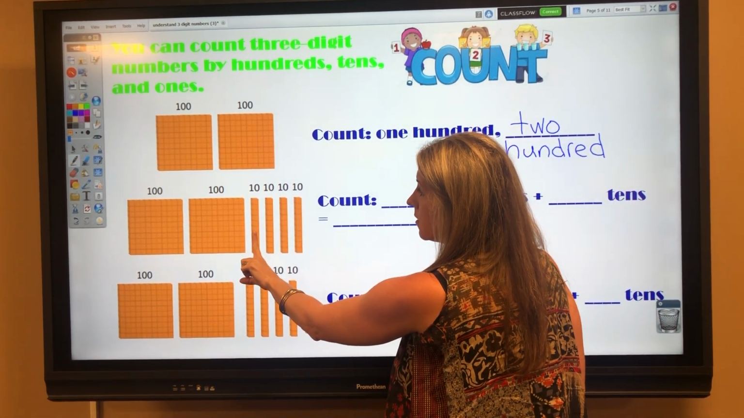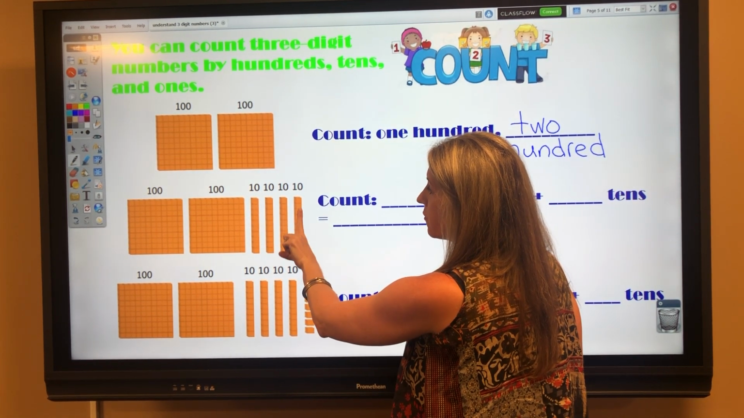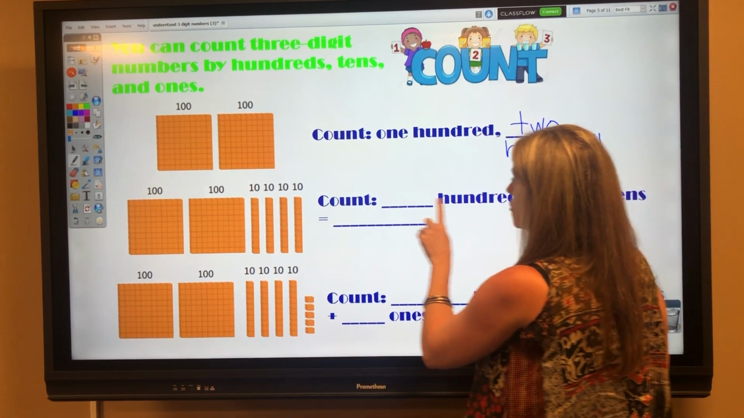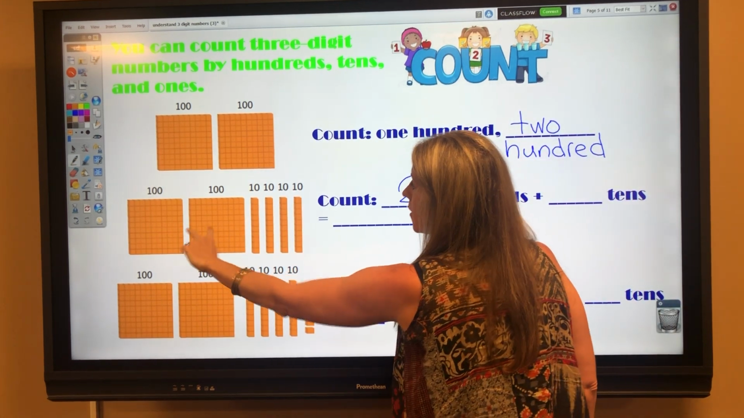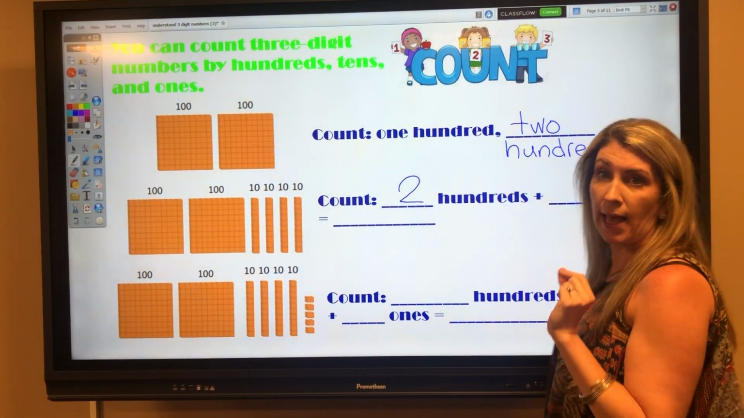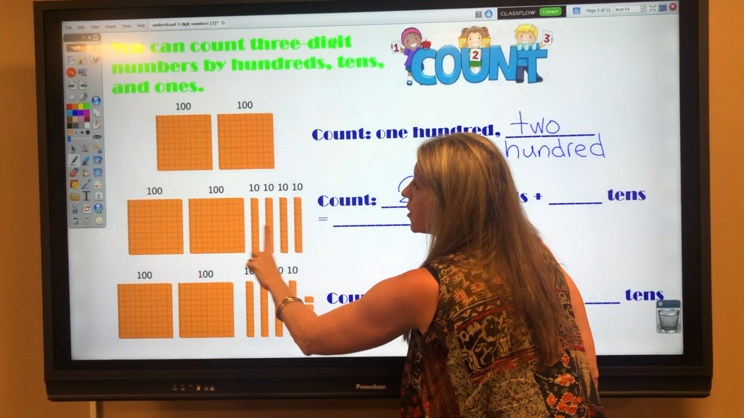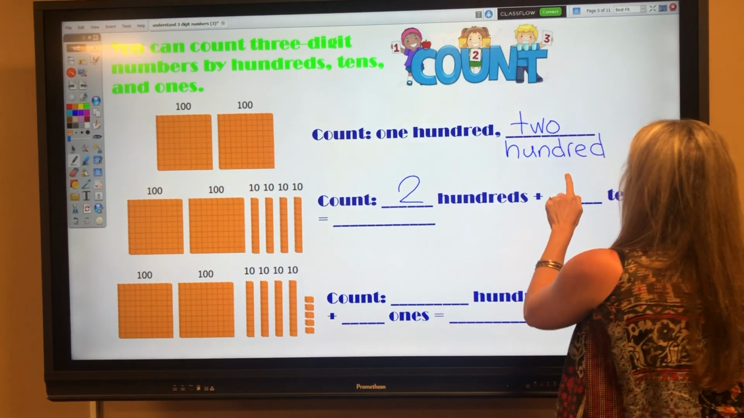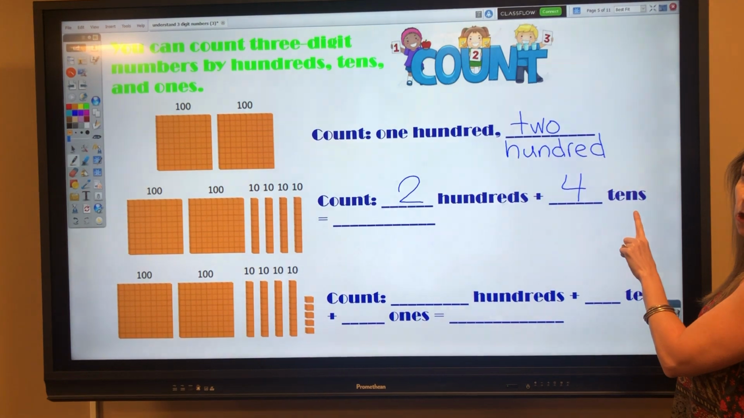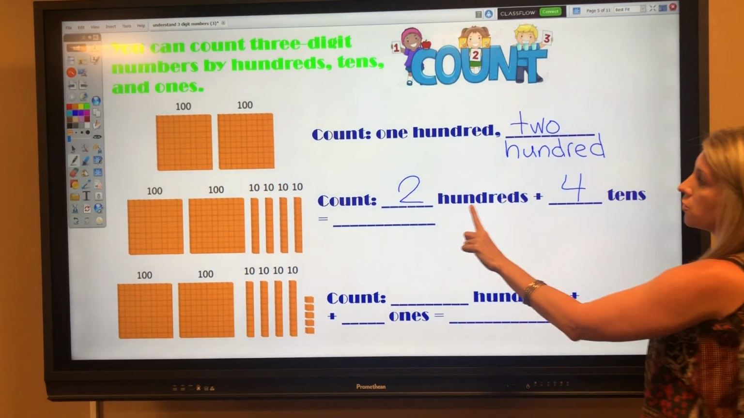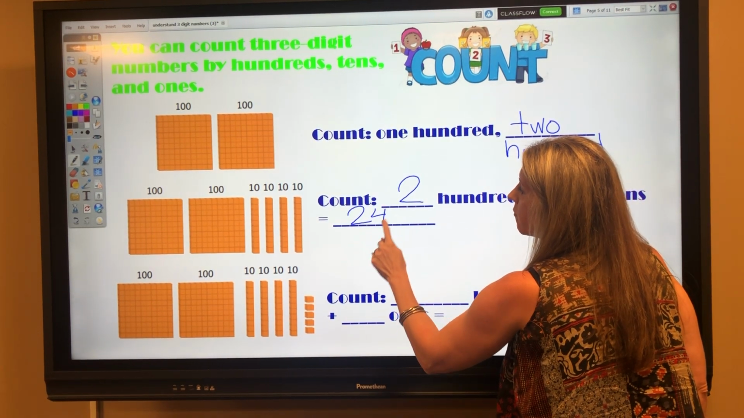210, 220, 230, 240. So we would have 2 hundredths, and how many tens was that? 4, yes, because I counted 240. And we know that 4 tens is equal to the value of 40. So 2 hundredths plus 4 tens, we counted 240.